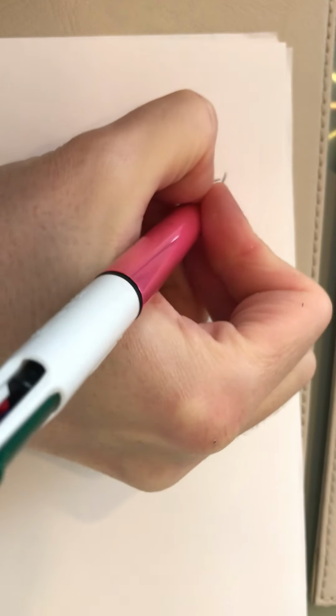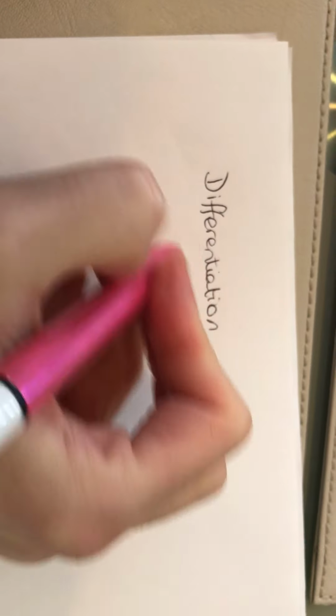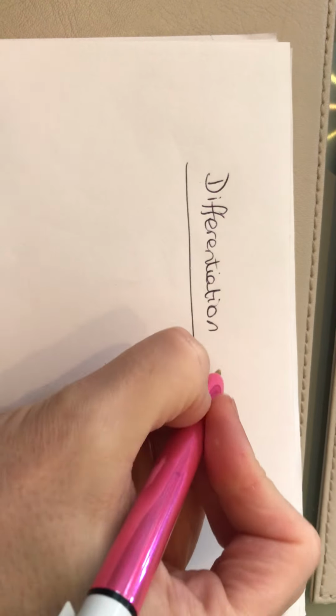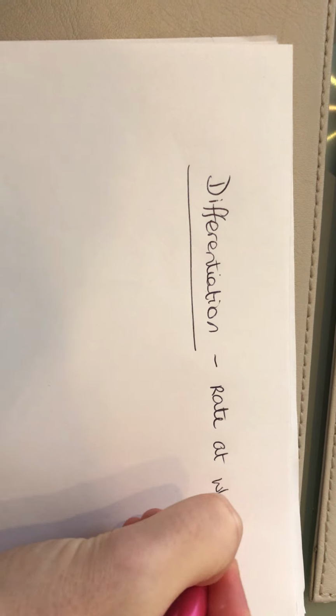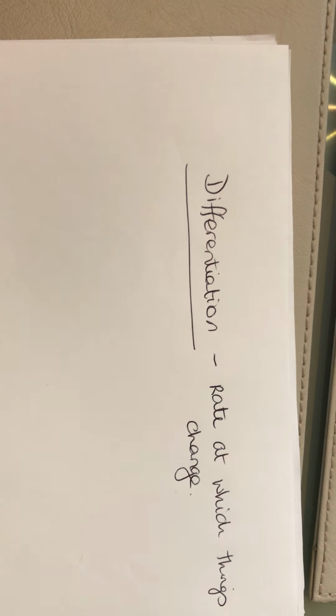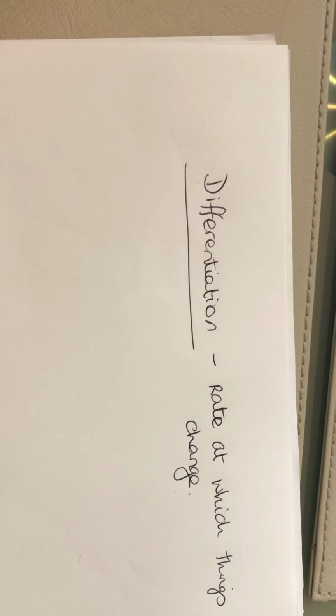In class, we looked at a new topic called differentiation. And differentiation is just about the rate at which things change. So if we all had a glass of water for a class, would we all be drinking the water at the same rate? No. So we'd all have different rates at which the volume of the water in the glass is changing.